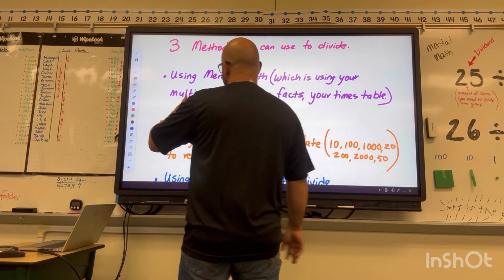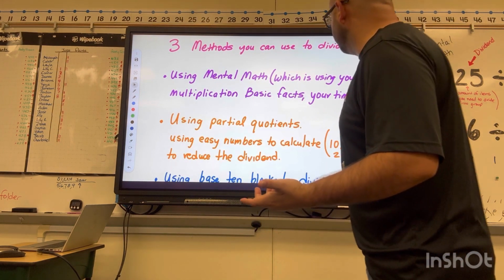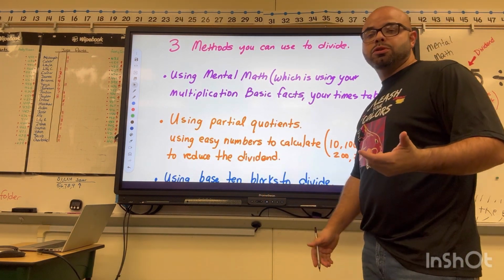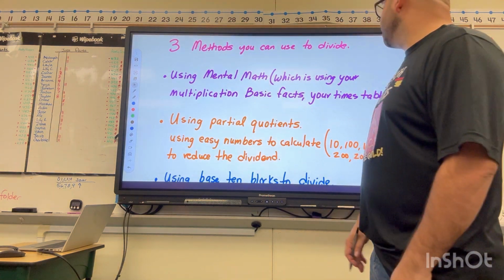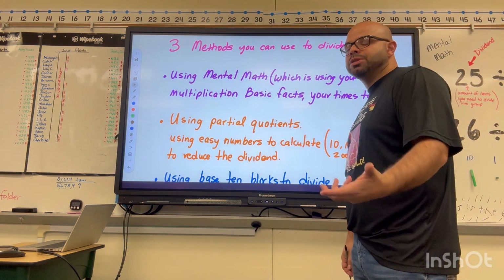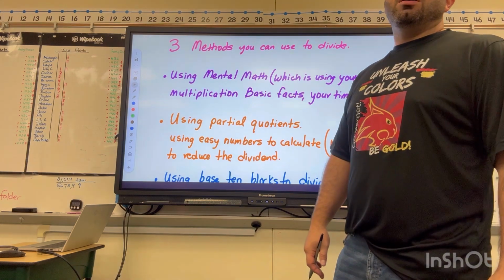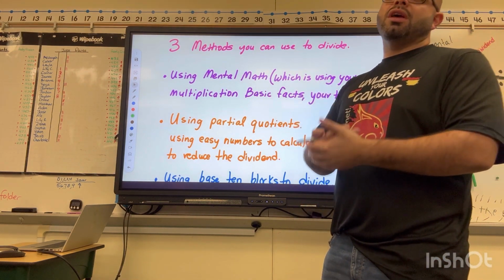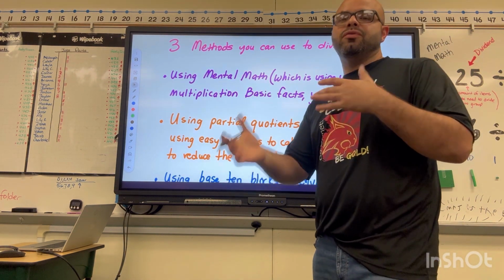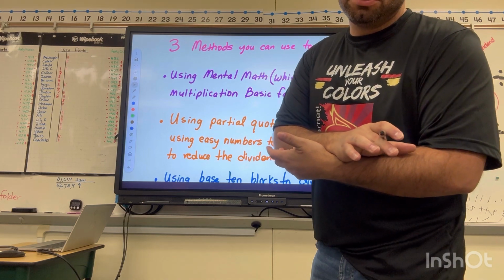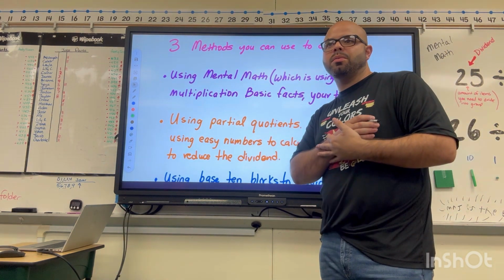So let's go over the first method. The first method is mental math. Mental math is pretty much using your multiplication basic facts, right? And it's using your multiplication times tables, right? So if you know your 6s, your 5s, your 7s, your 9s, you're gonna know your division, which is the flip side to multiplication. For example, you have 24 divided by 8.